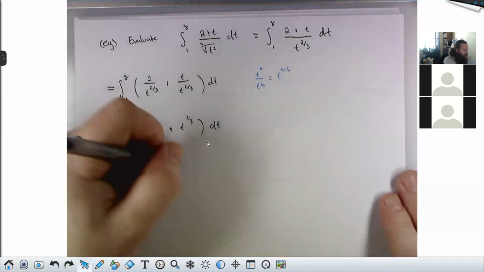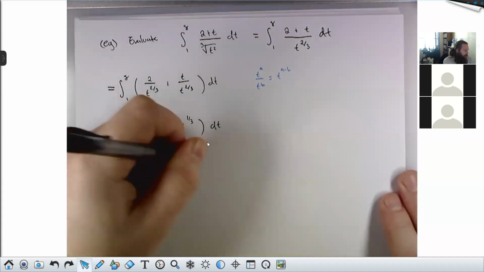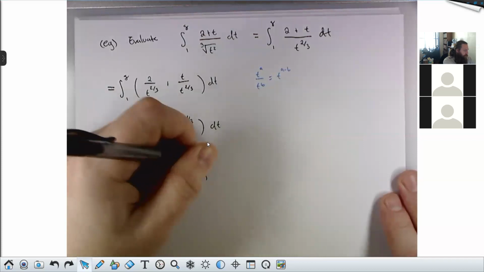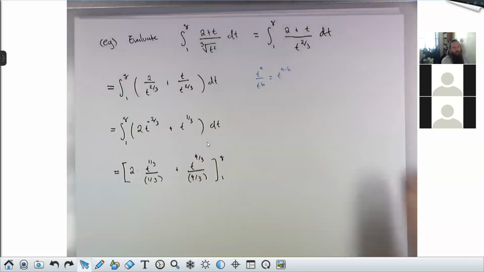And then I do the same thing with the t to the 1/3. If I add 1 to the power 1/3, that becomes 4/3. So t to the 4/3 divided by 4/3, and all of this gets evaluated from 1 to 8.